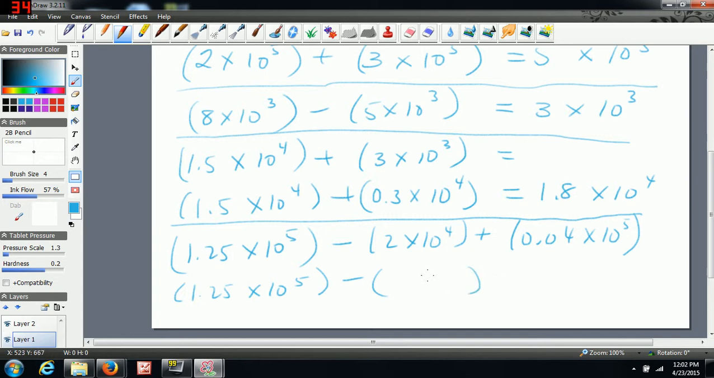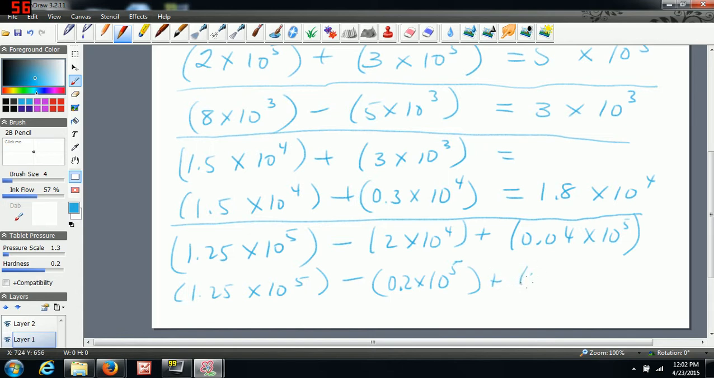Now this one, if I make the exponent 10 to the 5, I made the exponent larger, so I have to accommodate by making this part smaller. So the decimal is always at the end of the number. I move it once over here to the left, so it becomes 0.2 times 10 to the 5. So 0.2 times 10 to the 5 is the same as 2 times 10 to the 4. If you actually wrote it out the long way, you would get the same number. Okay?